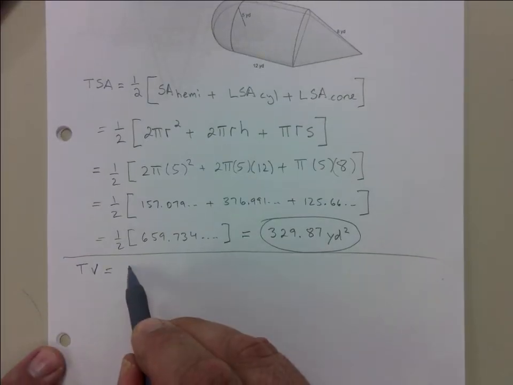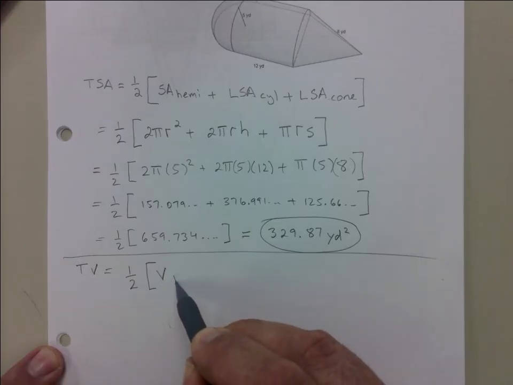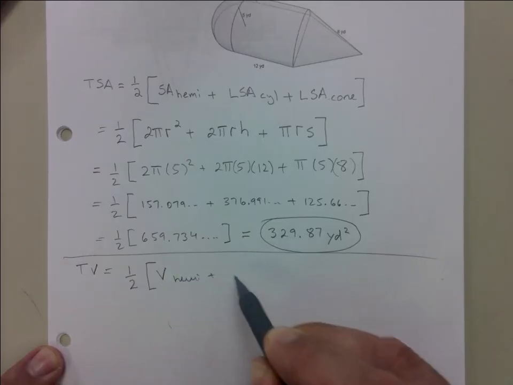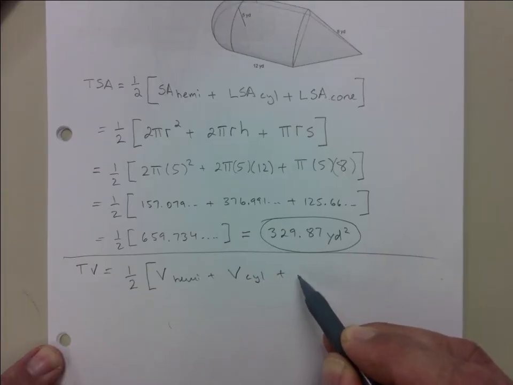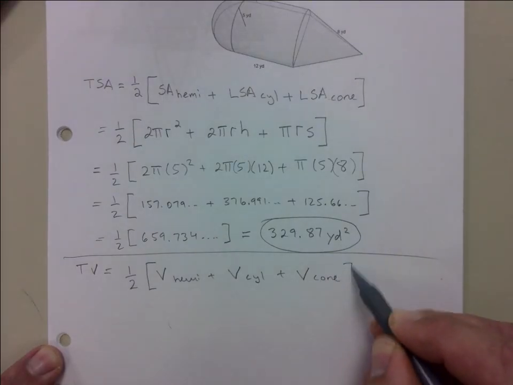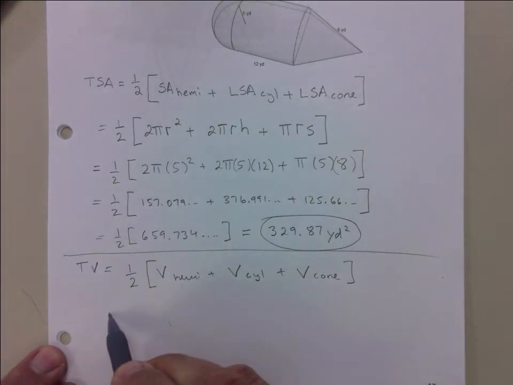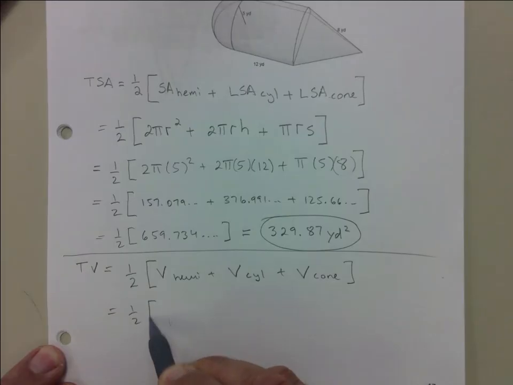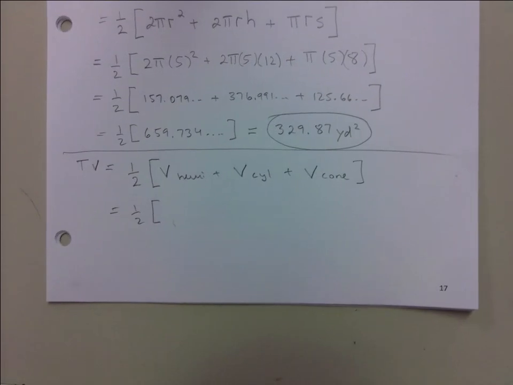Volume. I'm still going to do the half thing, but I'm going to go volume of hemisphere plus volume of cylinder plus volume of cone. I don't need to worry about faces. Half. Move it, Mr. Dirksen, move it up. All right.